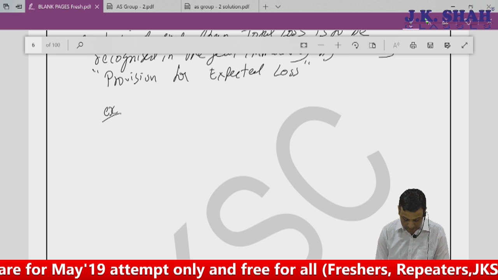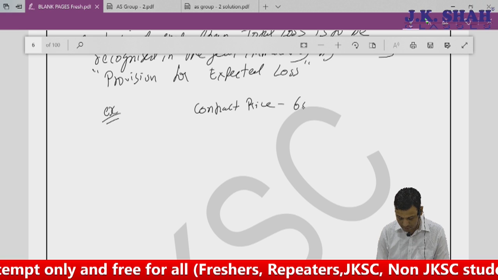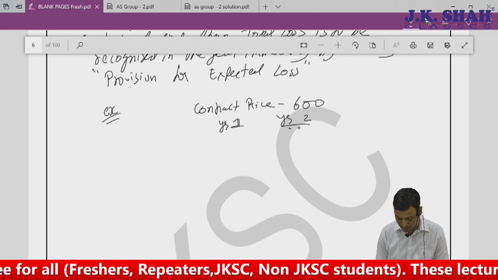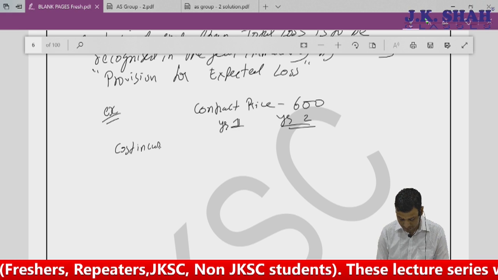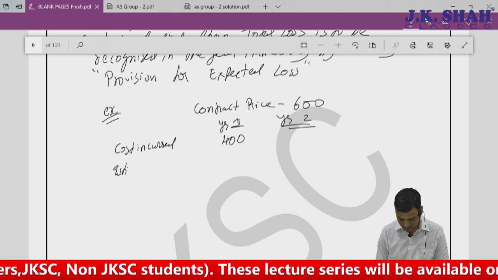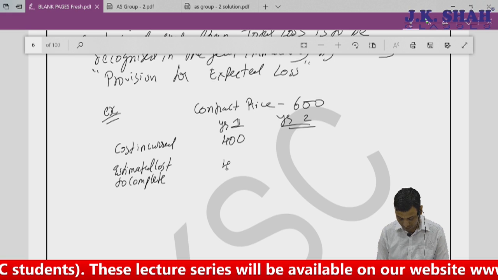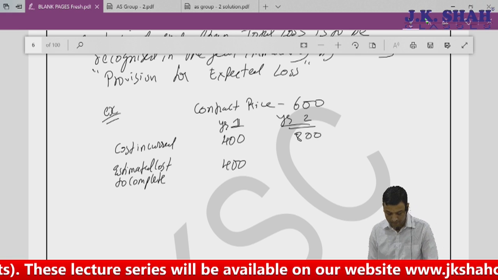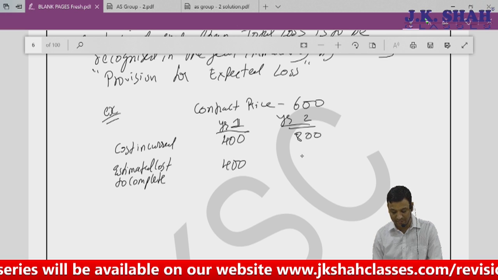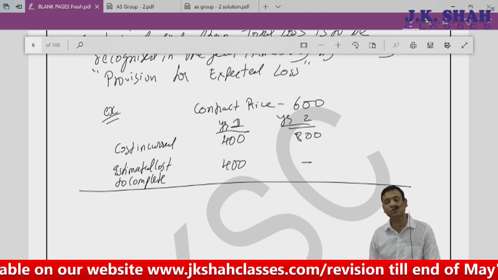Let's understand through an example. Contract price is 600, cost incurred 400 in the first year. We are estimating that we will still incur 400. So now in year 1 only it is known that there will be loss on this contract.